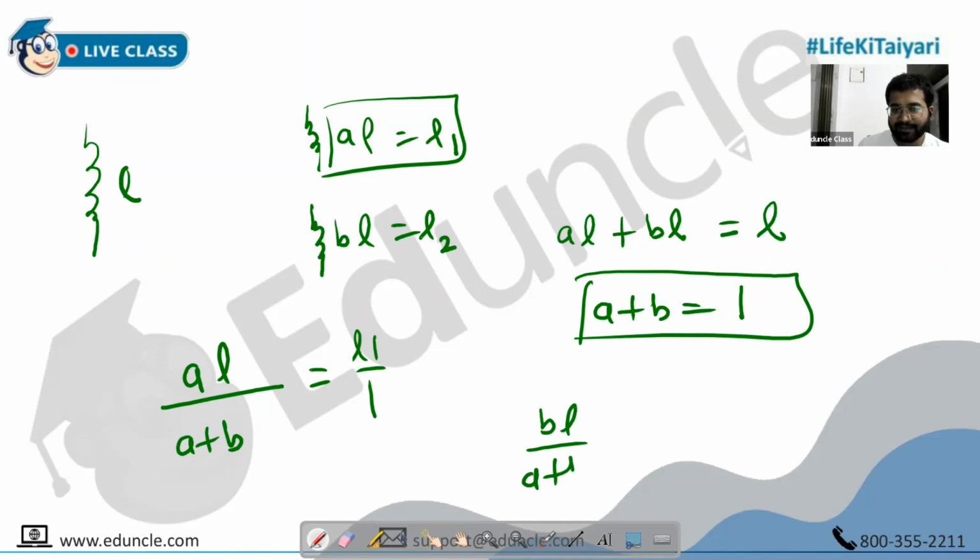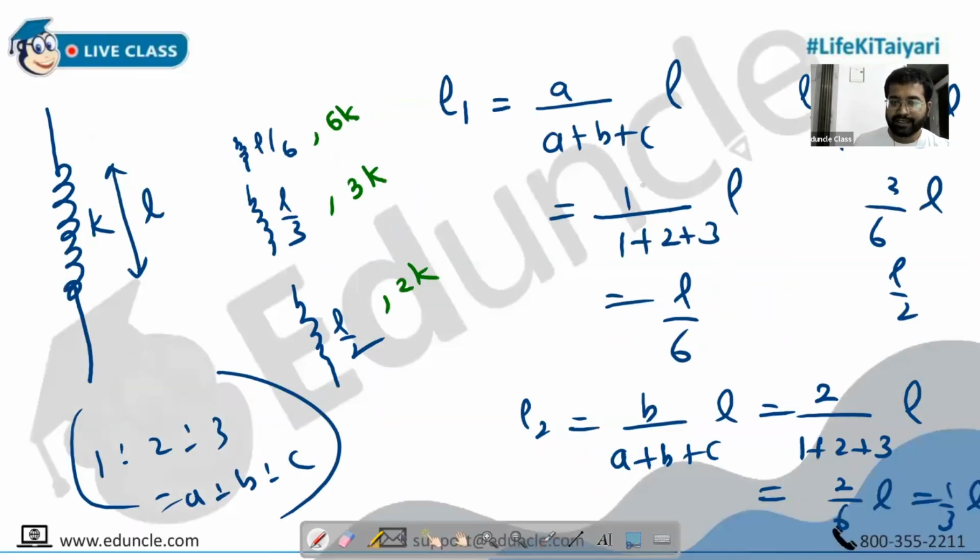BL upon A plus B, that will be L2. Take ratio. Similarly, if you have 3, then you will have A upon A plus B plus C, B upon A plus B plus C, and then C upon A plus B plus C. If you have 4, then you can just proceed that way.